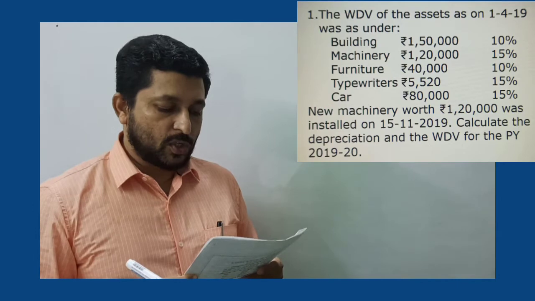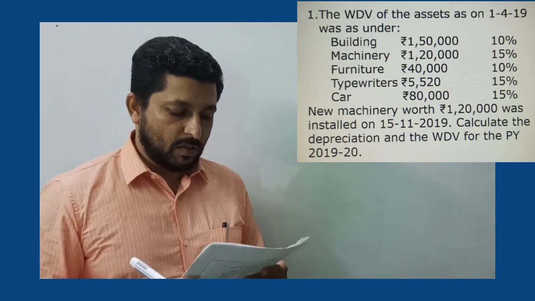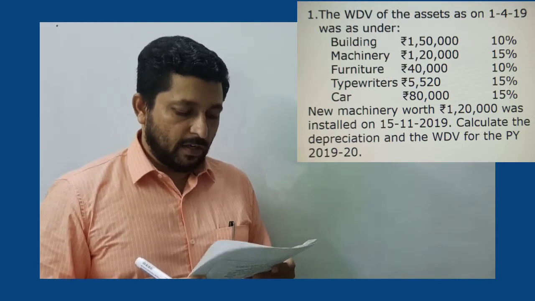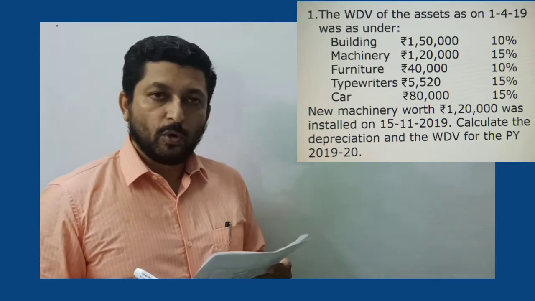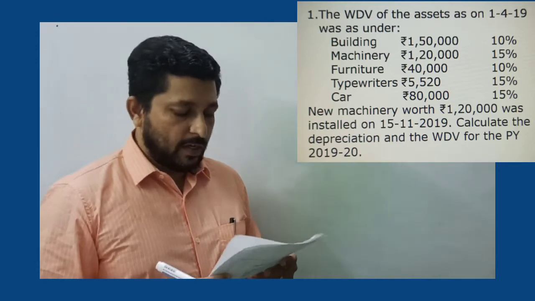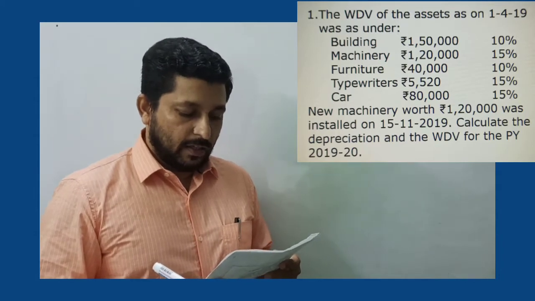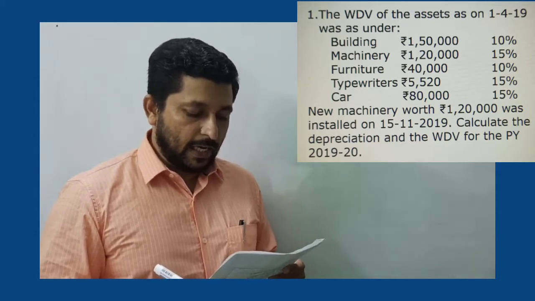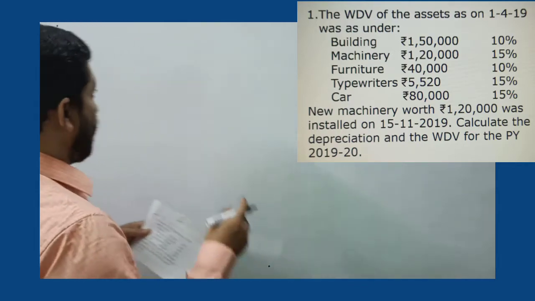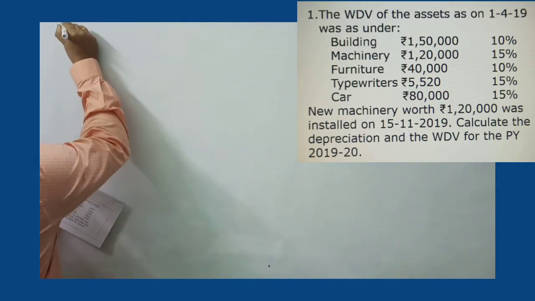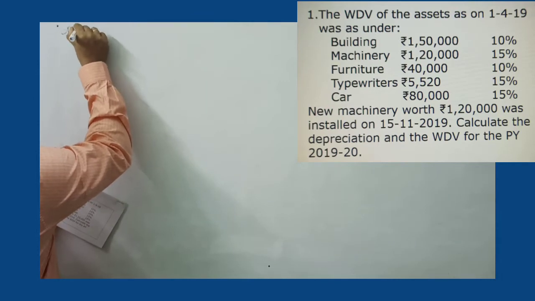Then new plant and machinery worth rupees 1,20,000 was installed in the factory on 15th of November 2019. So new machinery is purchased and installed in the factory, that is on 15th of November. Calculate the depreciation and WDV for the previous year 1920. So we will take solution to this particular problem.